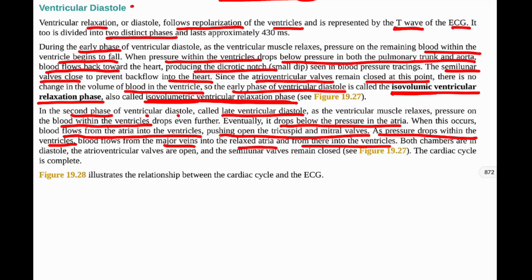At this point, the ventricles are completely relaxed, and that's going to allow the blood to flow from the atria down into the ventricles, opening up those atrioventricular valves. So both chambers are now in diastole, which, remember, was the beginning of the cardiac cycle. The atrioventricular valves are open, the semilunar valves remain closed, and the cardiac cycle is complete.